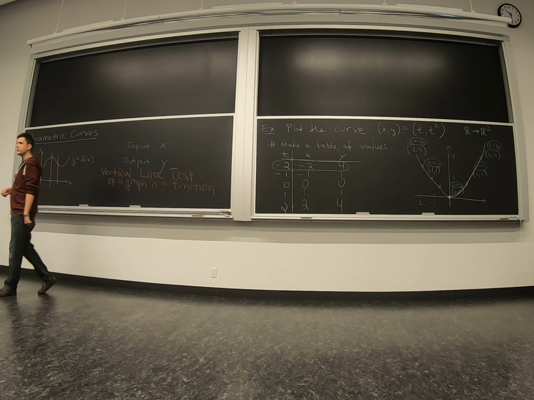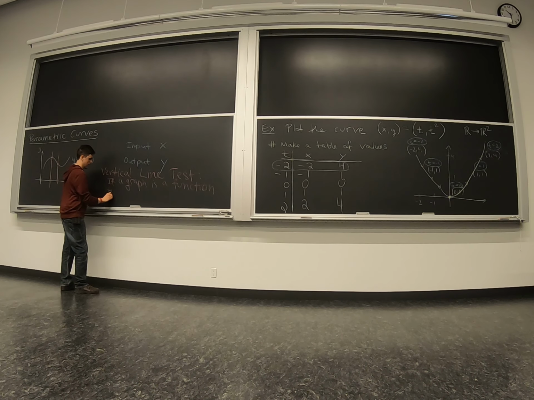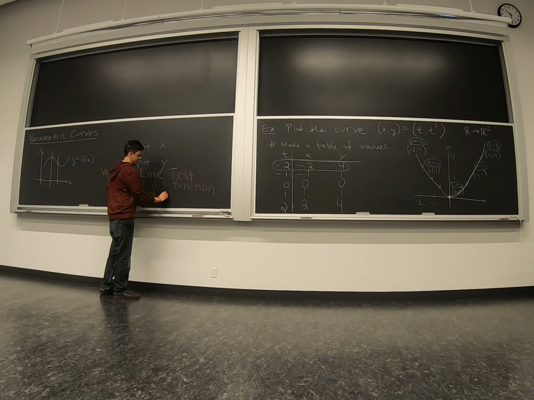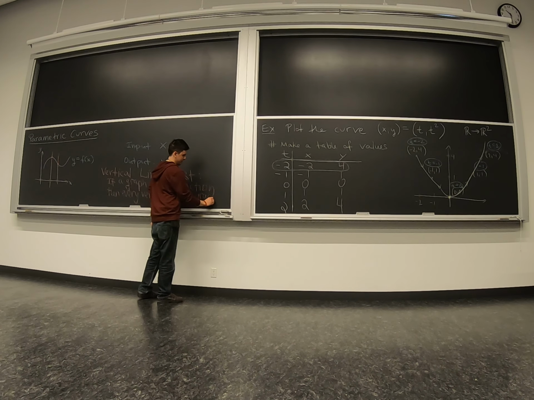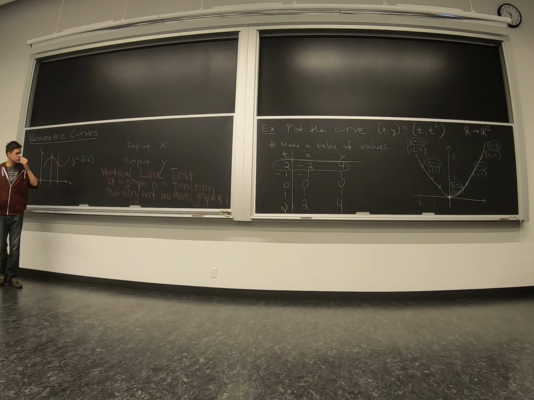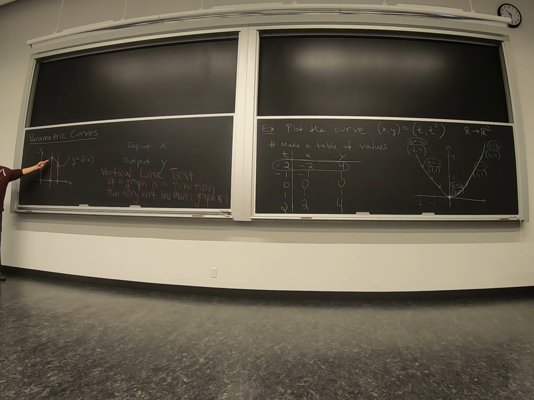If a graph is a function, every vertical line meets the graph at most once. Every vertical line will hit it in at most one spot. And that's because we are functions of x. So for every x value, we need a unique output. We need to be able to get a number, do some calculation, and get an output.